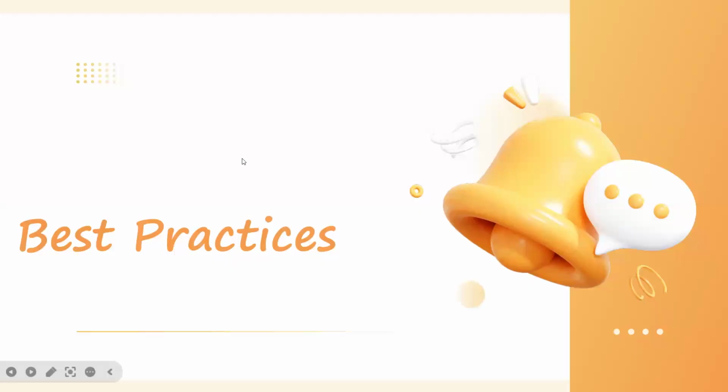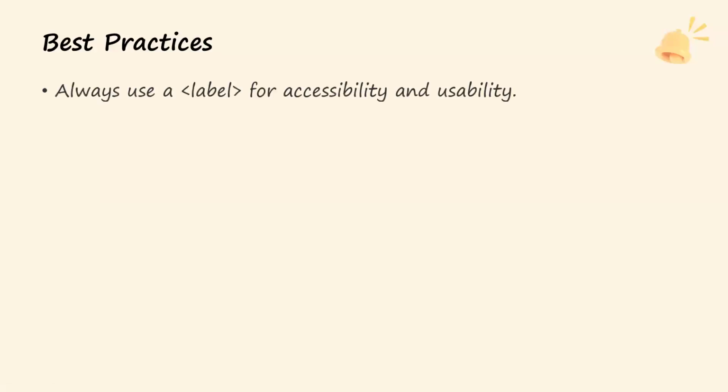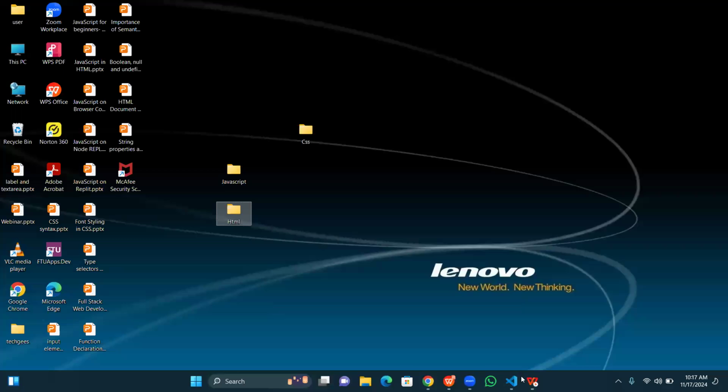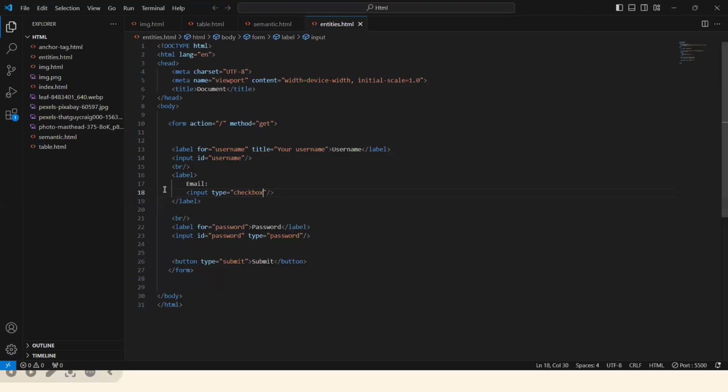So what are the best practices of using label? Always use a label for accessibility and usability. If the label is not visually necessary, hide it using CSS while keeping it accessible. Now, if for some reason it is not necessary for you to have this label, the advice they are giving us here, the best practice, is this: still use the label, but you can hide it.